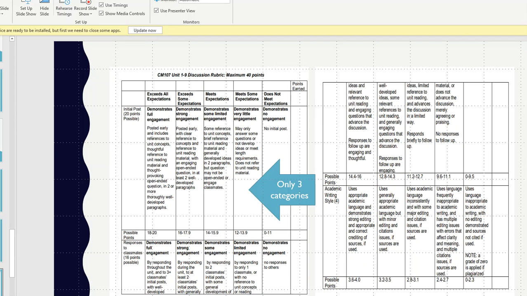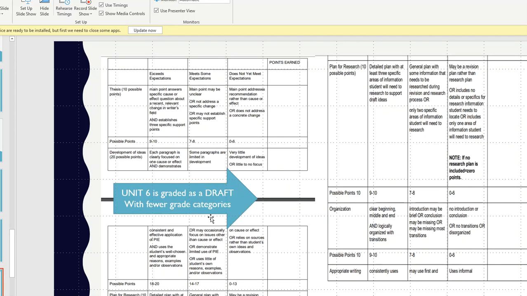The next changes would be similar formatting for the assignments. Specifically, we have the example here of the Unit 6 rubric. It's worth fewer points than it has been in the past, and we're grading it as a draft. That is its purpose, to serve as a draft for the Unit 8 assignment. So we wanted to be fair when we're evaluating that.